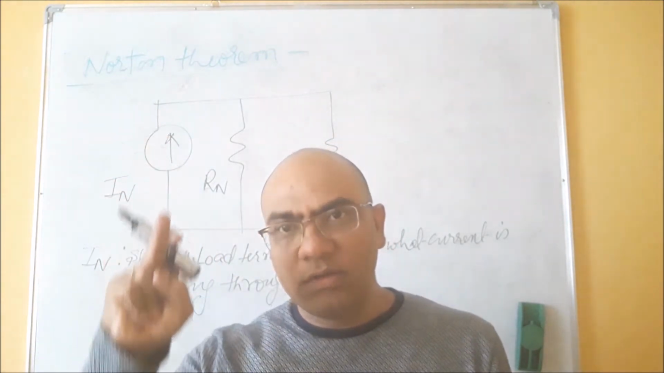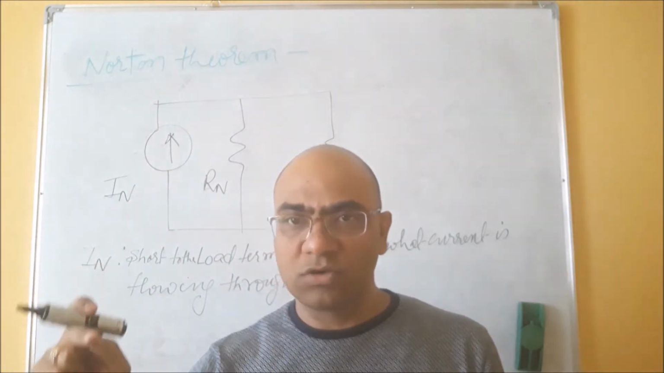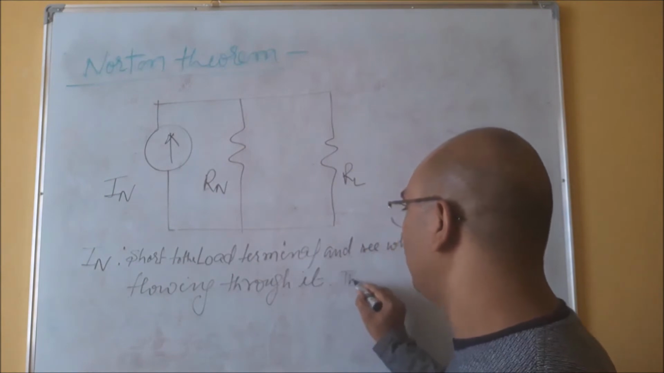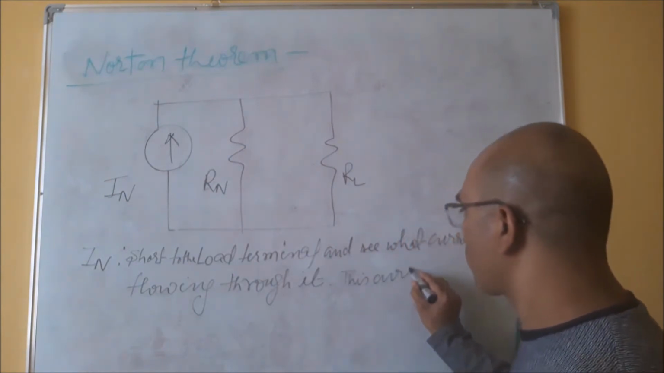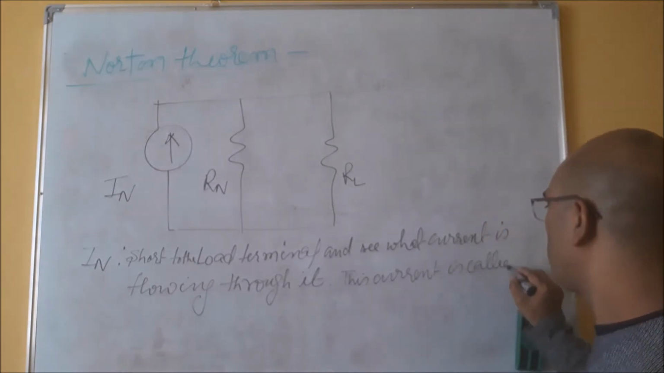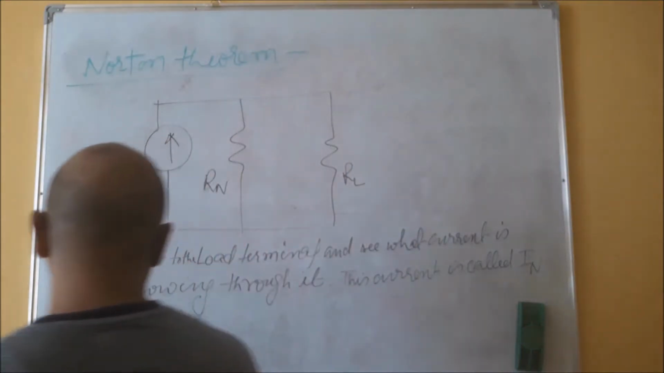So this current which is flowing in the shorted terminals AB is called IN.